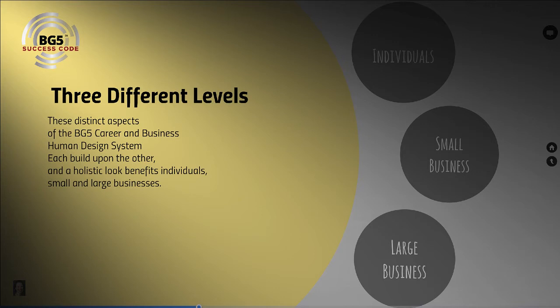Now, when we talk about the small business, that's where a BG5 consultant comes in. Large business is OC16. And individuals, human design analyst. Also, using the BG5 language, like I mentioned, there are three distinct aspects of the BG5 career and business human design system, and every single one of them builds upon each other. So what we're going to be doing with our analysis time is looking holistically, so that you as an individual can benefit from knowing what your strengths are as an individual, in a small business, and in a large business.